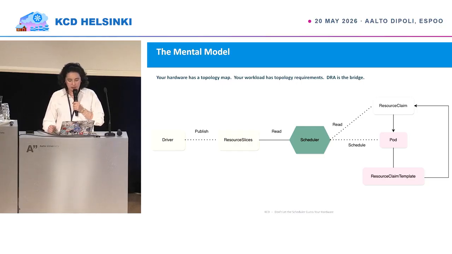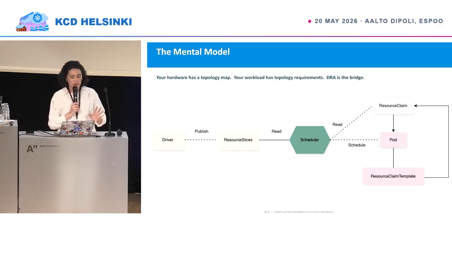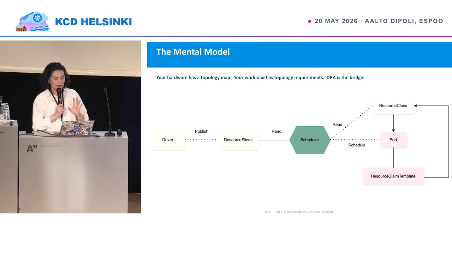The final mental model here is that your hardware has its own topology map. The driver publishes this topology and your workload declares the requirements. And DRA here sits as a bridge to enforce collocation and allocation requirements. The old model was about counters and scheduling and placements, and hoping that we end up with the right allocations. The new model declares the topology, the scheduler enforces, and the performance is deterministic.